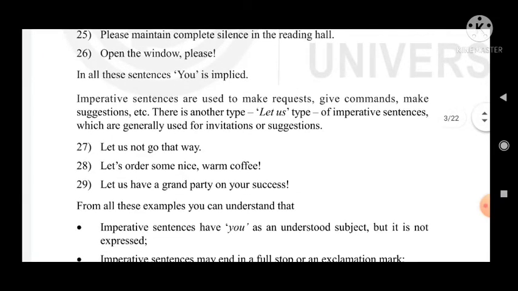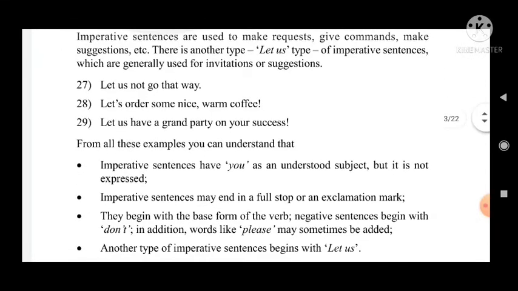Imperative sentences are used to make requests, give commands, make suggestions. There is another type, the let's type, which is generally used for invitations or suggestions. Imperative sentences are divided into two types: one is do something or don't do something, and the other is the let's type, used for invitations or suggestions.